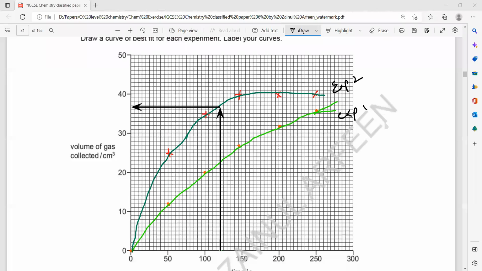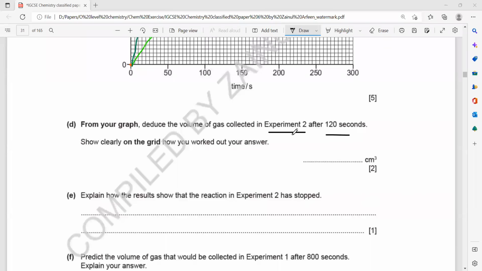So we'll write as 37. And you have to draw this line on the graph, like keep it. So after 120 seconds, the volume of the gas for experiment 2 was 37 cm3. Explain how the result shows that the reaction in experiment 2 has stopped.